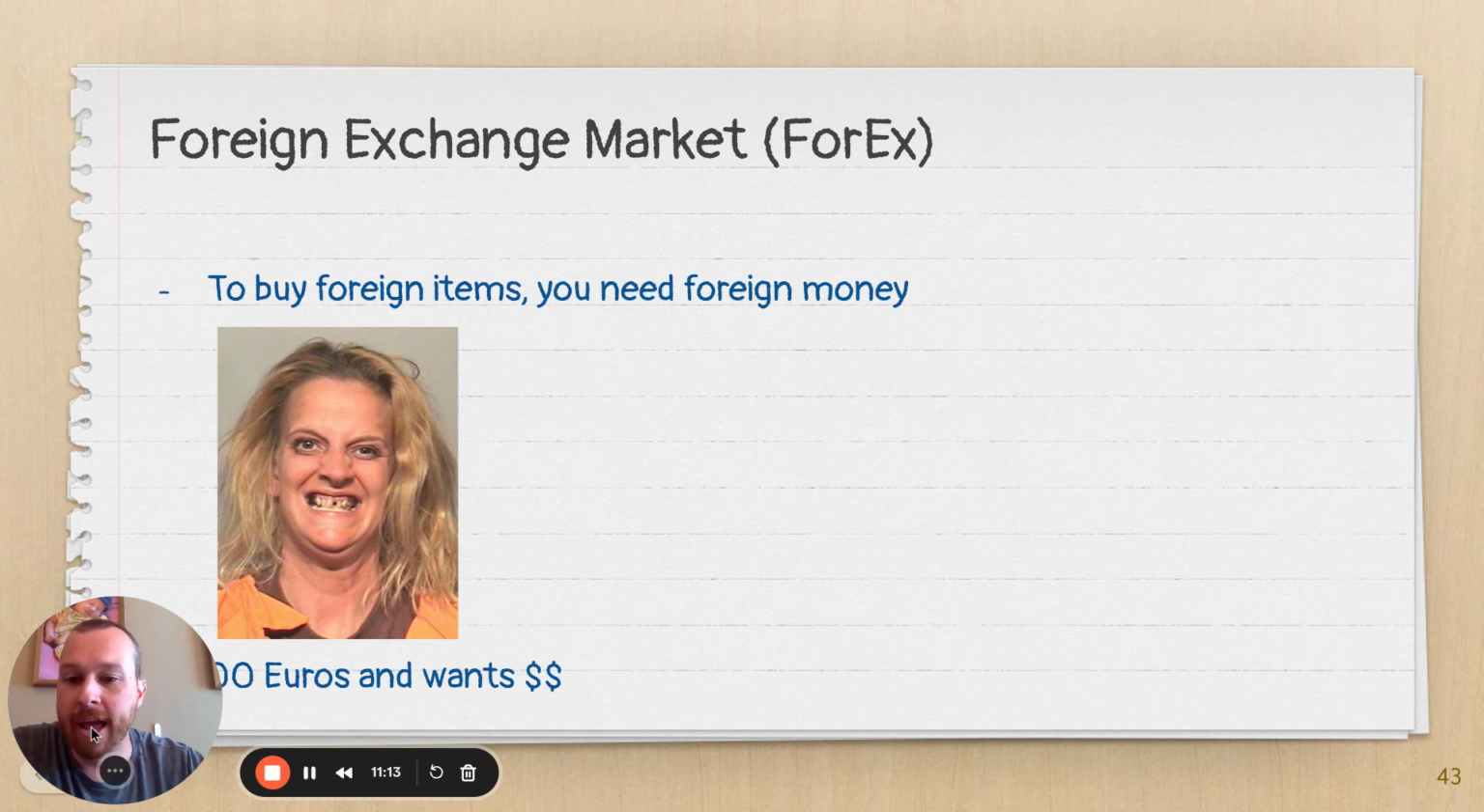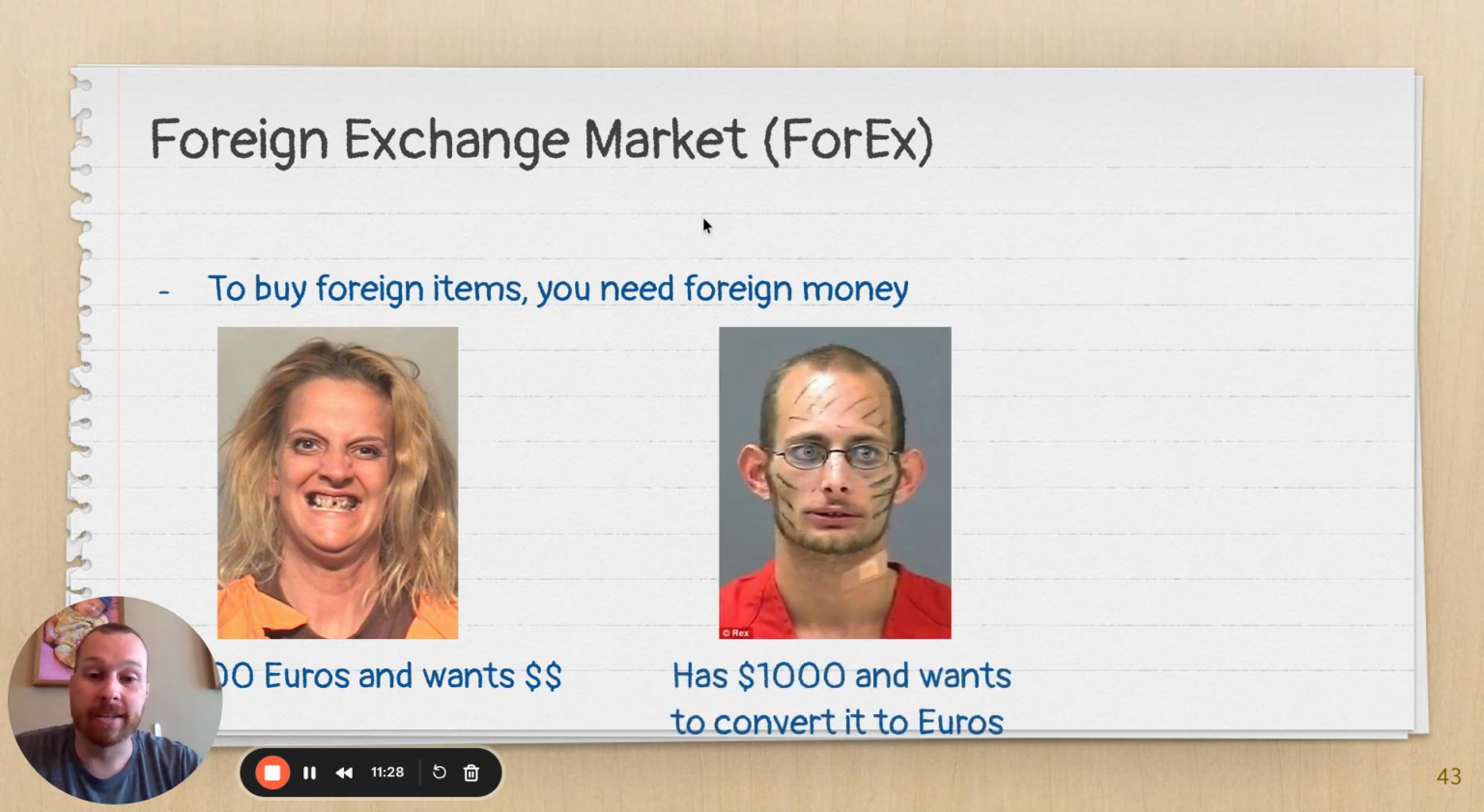This lady right here has 1,000 euros, and that's it. Let's just imagine that's all the euros in the world that exist, just to simplify it, make it make sense. She wants to buy US dollars with her euros because she wants to buy something in the United States. Okay. Well, enter this guy. He has $1,000 and wants to convert it to euros.